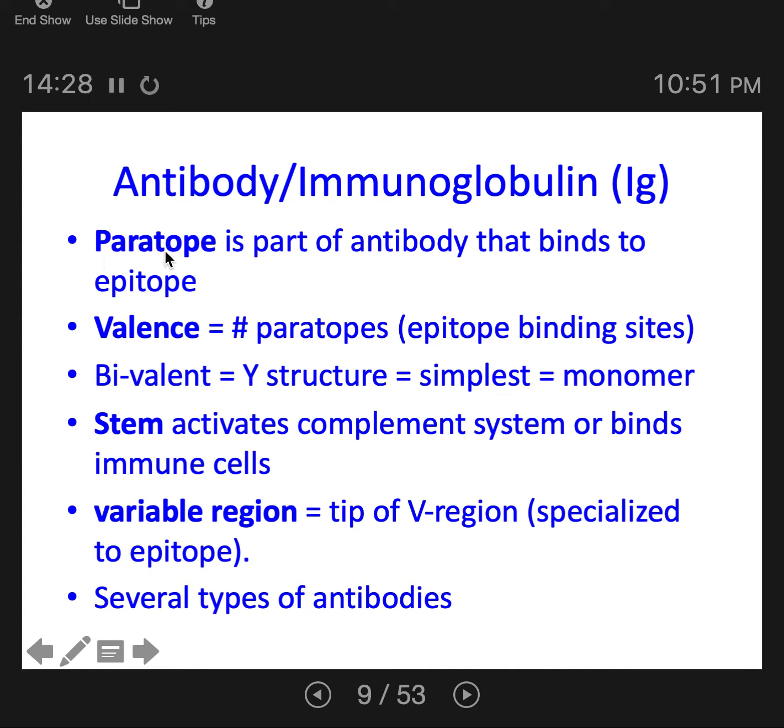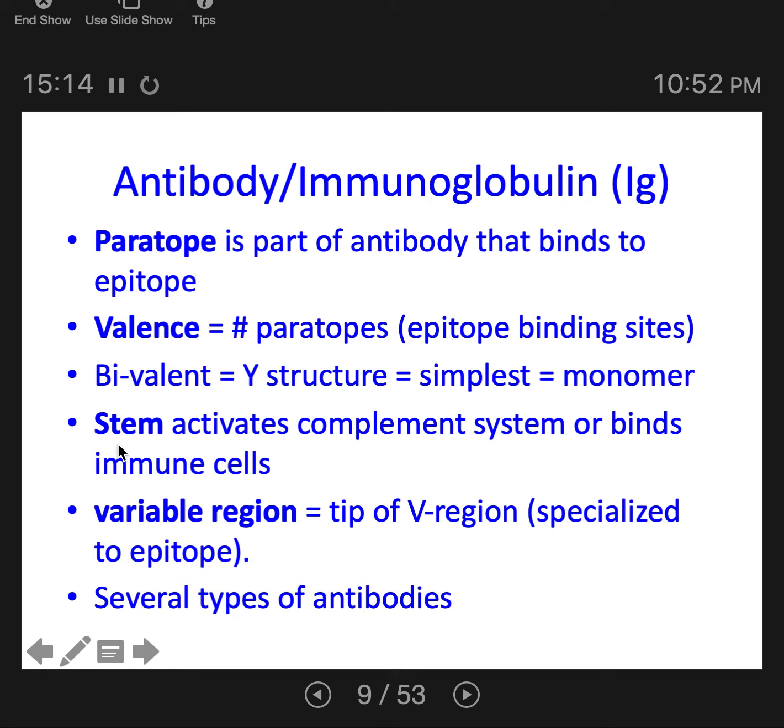So remember, on an antibody, the paratope is the part of the antibody that binds to the epitope. The valence is the number of paratopes, or the number of binding sites a particular antibody has. So I was just saying you have IgEs, IgMs, IgAs. These all have different numbers of paratopes. Different antibodies have different numbers of binding sites. So bivalent is what we would say is the normal structure for an antibody. It's like the stereotypical antibody. So a Y-shaped antibody is bivalent because there's two binding sites, one on each tip of the Y. And that's the simplest version of an antibody. We sometimes call them monomers.